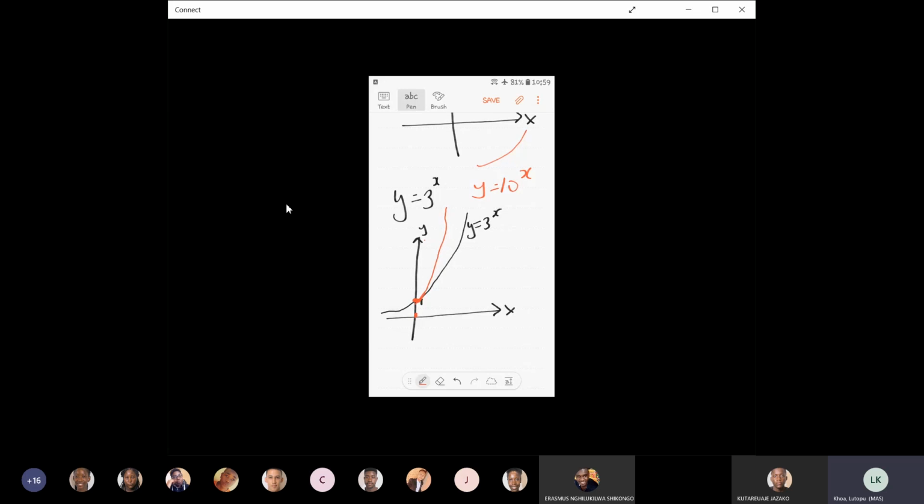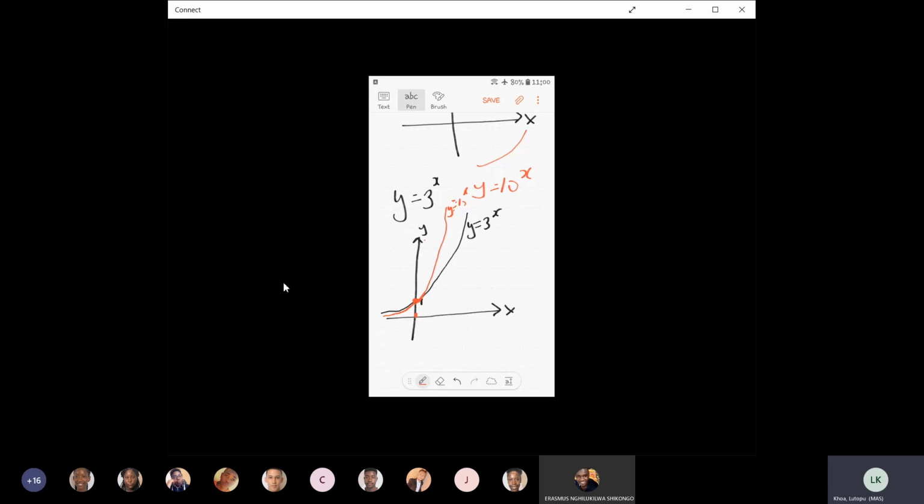And then on this side, you will see that it is below the line of y is equal to 3 to the power of x. So this one is y is equal to 10 to the power of x. Okay, and you just need to keep that in mind.